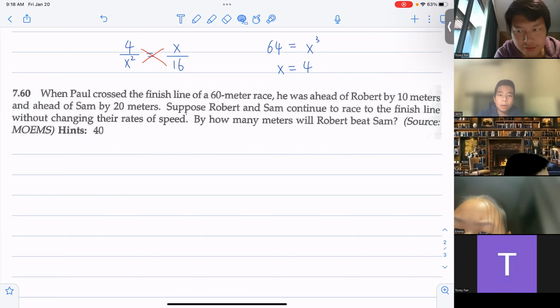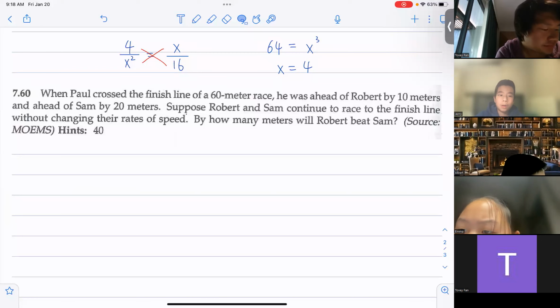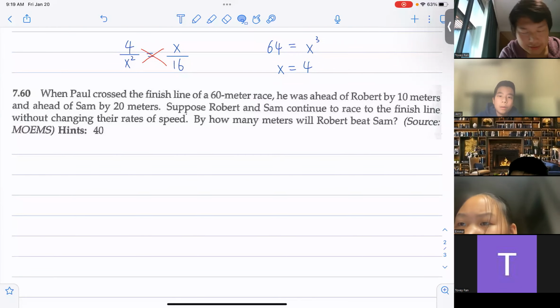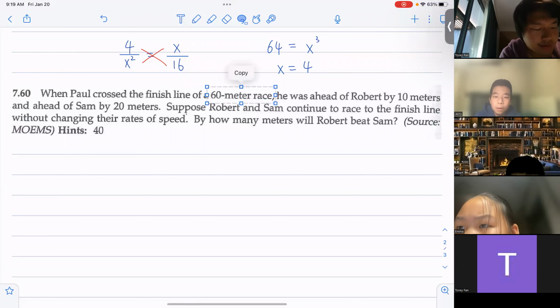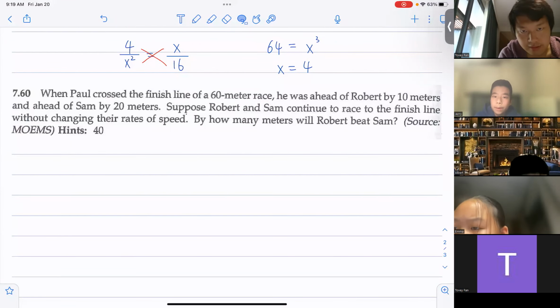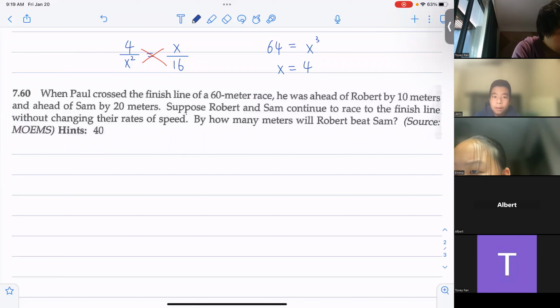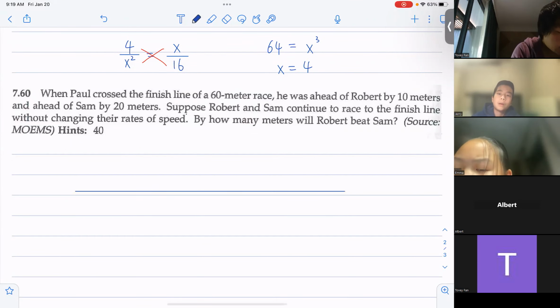Does anyone have any question regarding the meaning of any sentence? Emma, can you understand this? This is not a 100-meter race. This is only a 60-meter race, okay? We have 3 guys. So this is the racetrack. It's 60 meters.